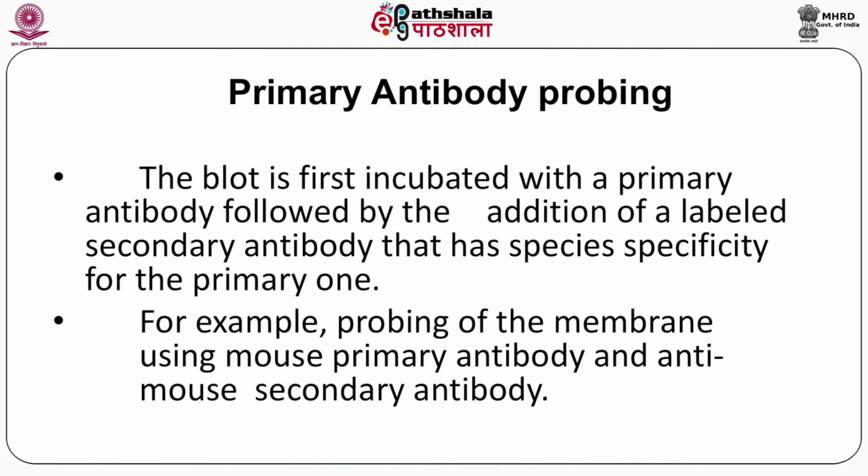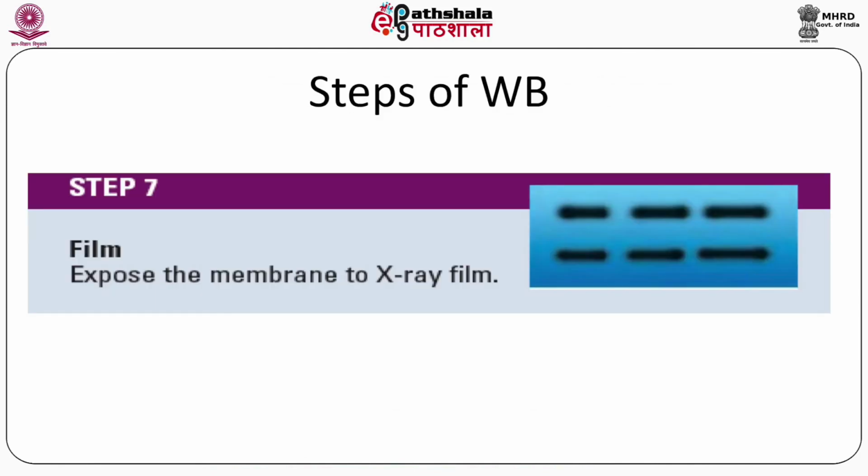So again we are going to move on. The third and final step of this is that once you do everything, you add the substrate, then you expose a photographic film, and the light that comes out as a result of this chemiluminescent reaction exposes the film. Wherever there is a signal, we get those rectangular bands on the photographic film. That tells the localization of the bands in the particular gel.